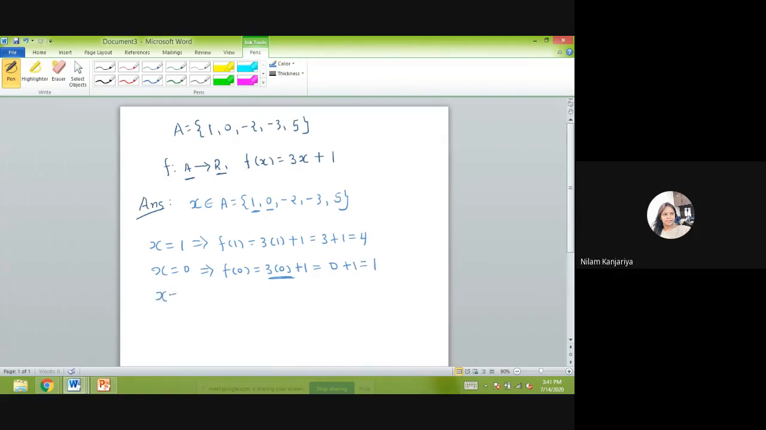The next x is equal to minus 2. It is a finite set, so you put in all the values. If it is an infinite set, then we decide by taking an infinite sequence. So for x equal to minus 2, f is 3 into minus 2 plus 1. 3 into minus 2 is minus 6, plus 1, it's minus 5. And x is equal to minus 3: f of minus 3 is 3 into minus 3 plus 1.